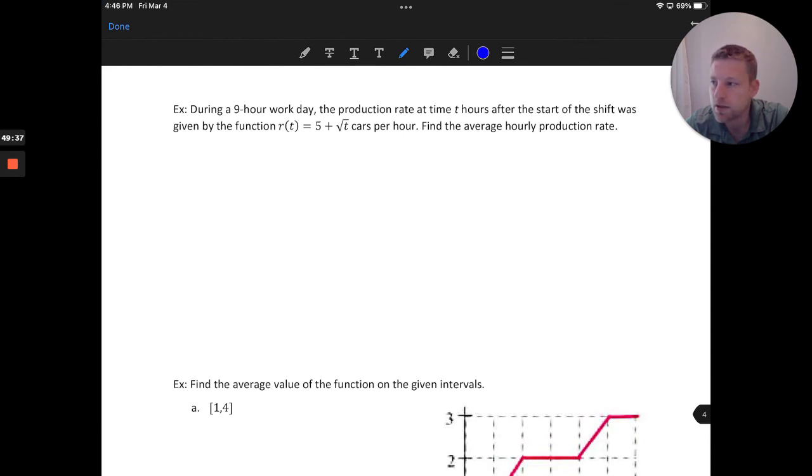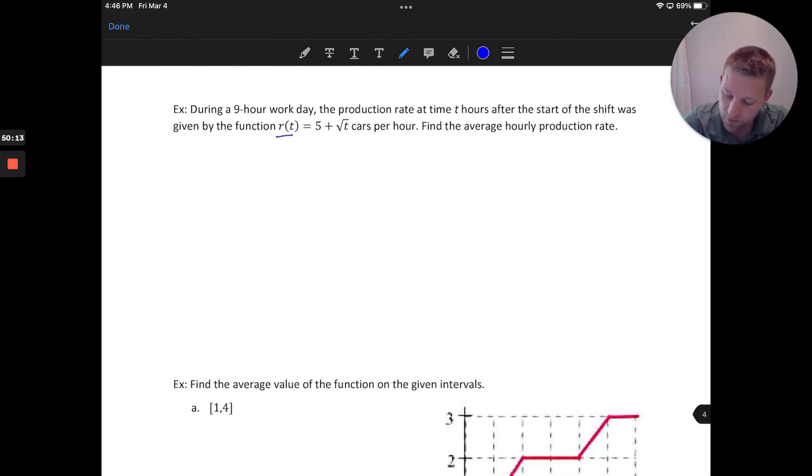So if we want to consider, again, this could be kind of a car manufacturing plant here, if we're producing cars per hour, if this is our rate function, we want to integrate that rate to consider how many total cars are passing through in our time. If we want to go with our average hourly production level over that 9-hour period.